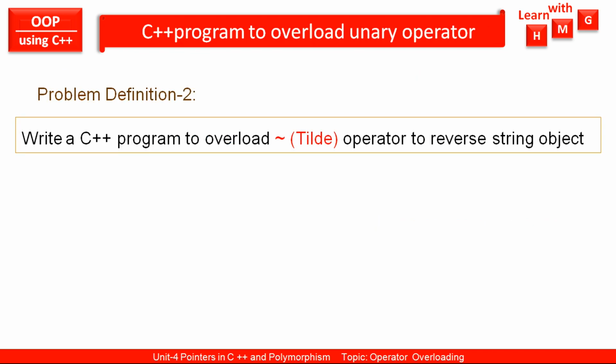Now let us go for another program to overload the tilde operator. This is another symbol that you can overload in a C++ program, and you can overload this tilde operator to reverse a string object. So there will be a string type of class, and then an object of the string will be created and you have to reverse the string. Now I will demonstrate how to write the C++ program to overload this tilde operator, that is, to reverse the string, and I will explain this using the Dev C++ compiler.